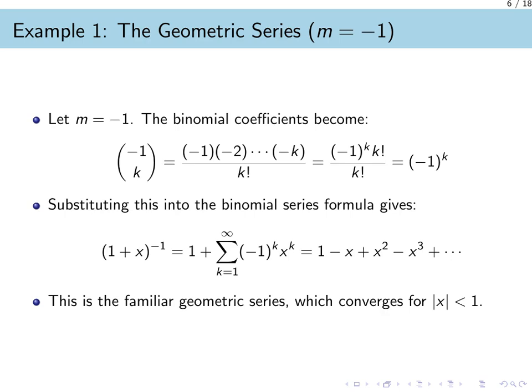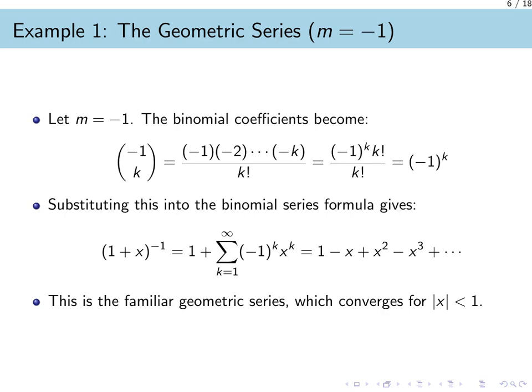Let us test our new binomial series formula with a specific case to see if it reproduces a series we already know. We will set the exponent m equal to -1, which corresponds to the function 1 over the quantity 1 plus x. First, we must evaluate the generalized binomial coefficients for this value of m.